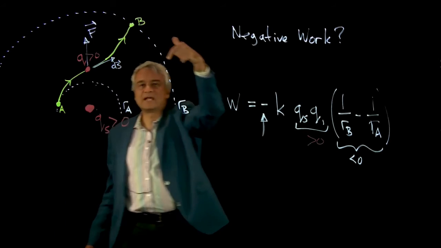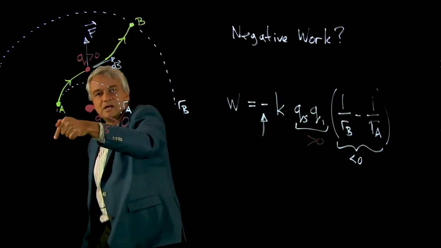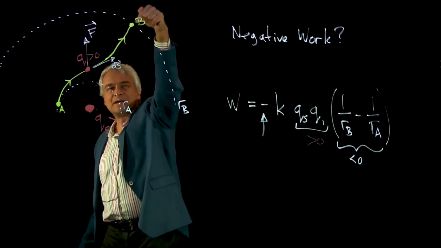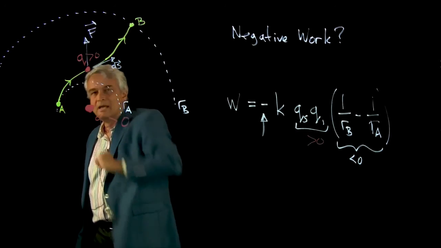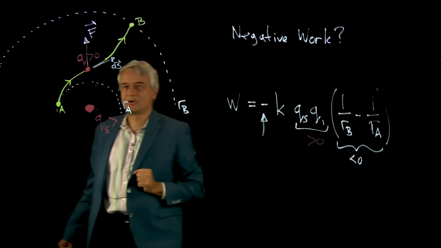Now, suppose that I start the particle here at B and shoot it in this way with some initial large velocity. Well, the electric field now is going to be slowing it down. It starts at high velocity. It's decelerating. It's slowing down. And that corresponds to the electric field doing negative work.